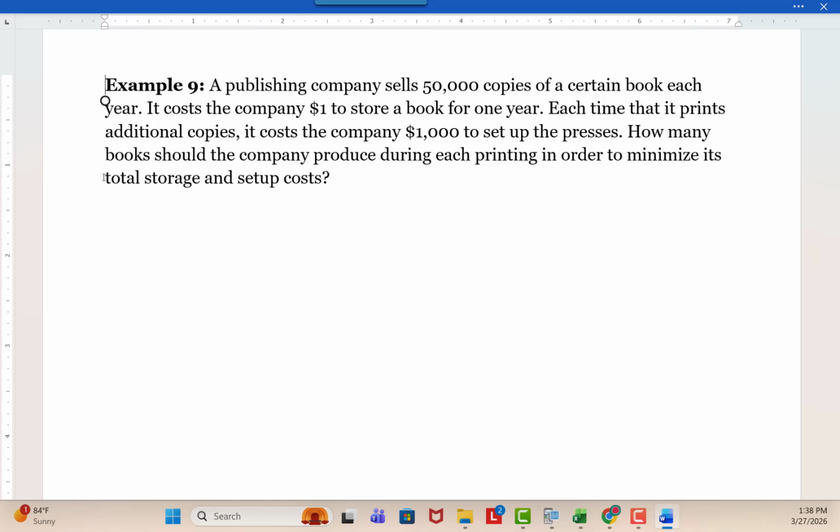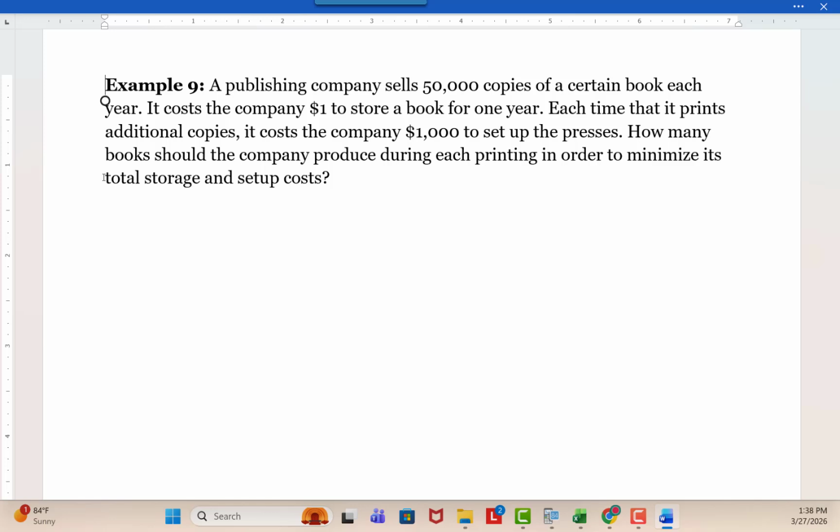A publishing company sells 50,000 copies of a certain book each year. It costs the company $1 to store a book for 1 year. Each time that it prints additional copies, it costs the company $1,000 to set up the presses. How many books should the company produce during each printing in order to minimize its total storage and setup cost?